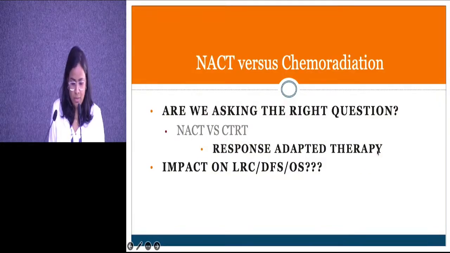So the whole question is, today, with all the data that we have in the past 20 to 30 years, and with the new studies that are evolving, are we asking the right question? Is it supposed to be NACT followed by radiation versus radiotherapy, the main question, or are we looking at something else that we can achieve with lower toxicities, organ preservation, and of course better patient tolerance, and looking towards something like a response adapted therapy?